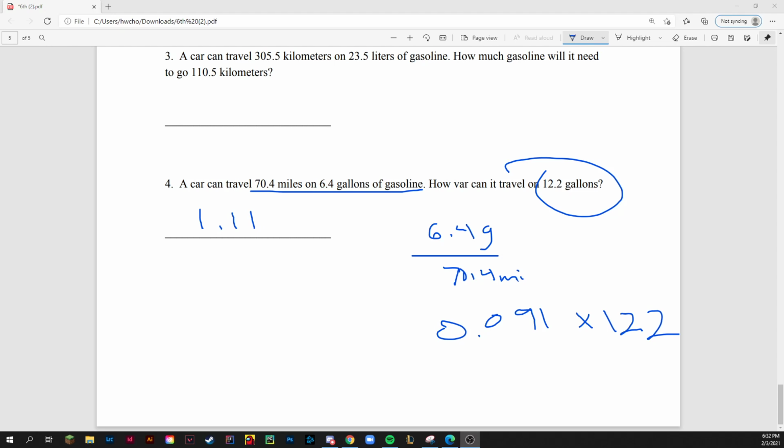Alright, it was kind of confusing, but I messed it up again. You have to do it the other way around. Never mind, I guess. So you get 70.4 over 6.4 times 12. You get 131.25. Ignore what I said.